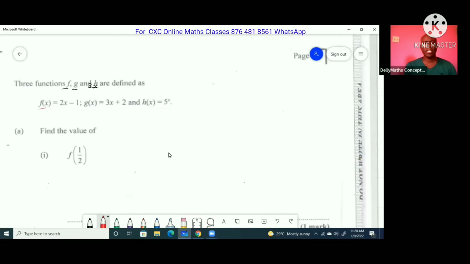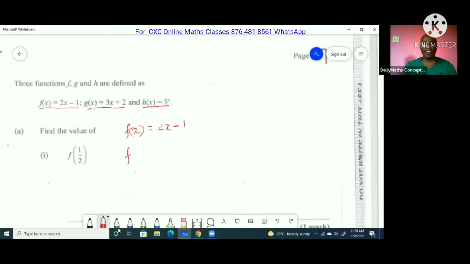f of x is equal to 2x minus 1, g of x is equal to 3x plus 2, and h of x is equal to 5 raised to the power of x. All right, first question, find the value of f of a half. So we're going to use f of x is equal to 2x minus 1.